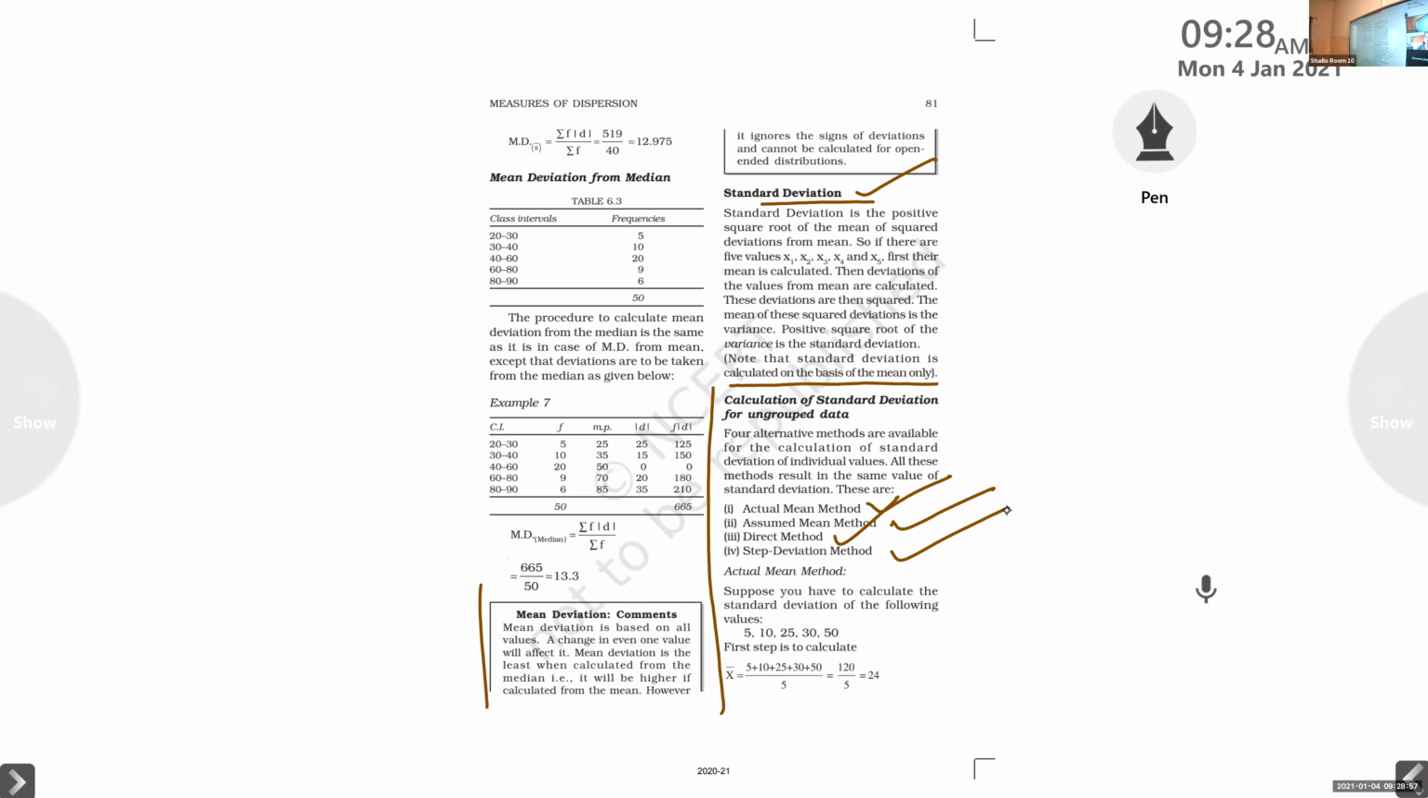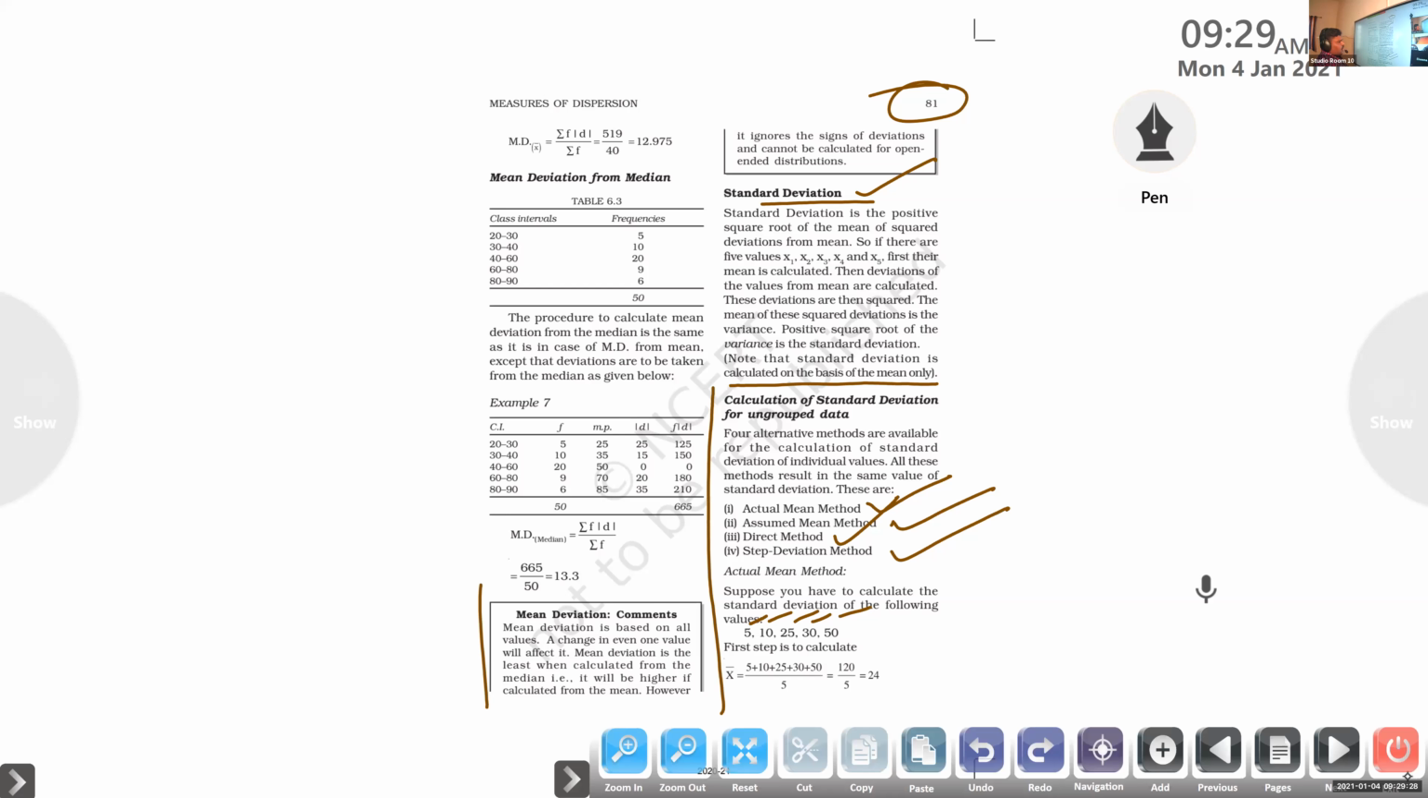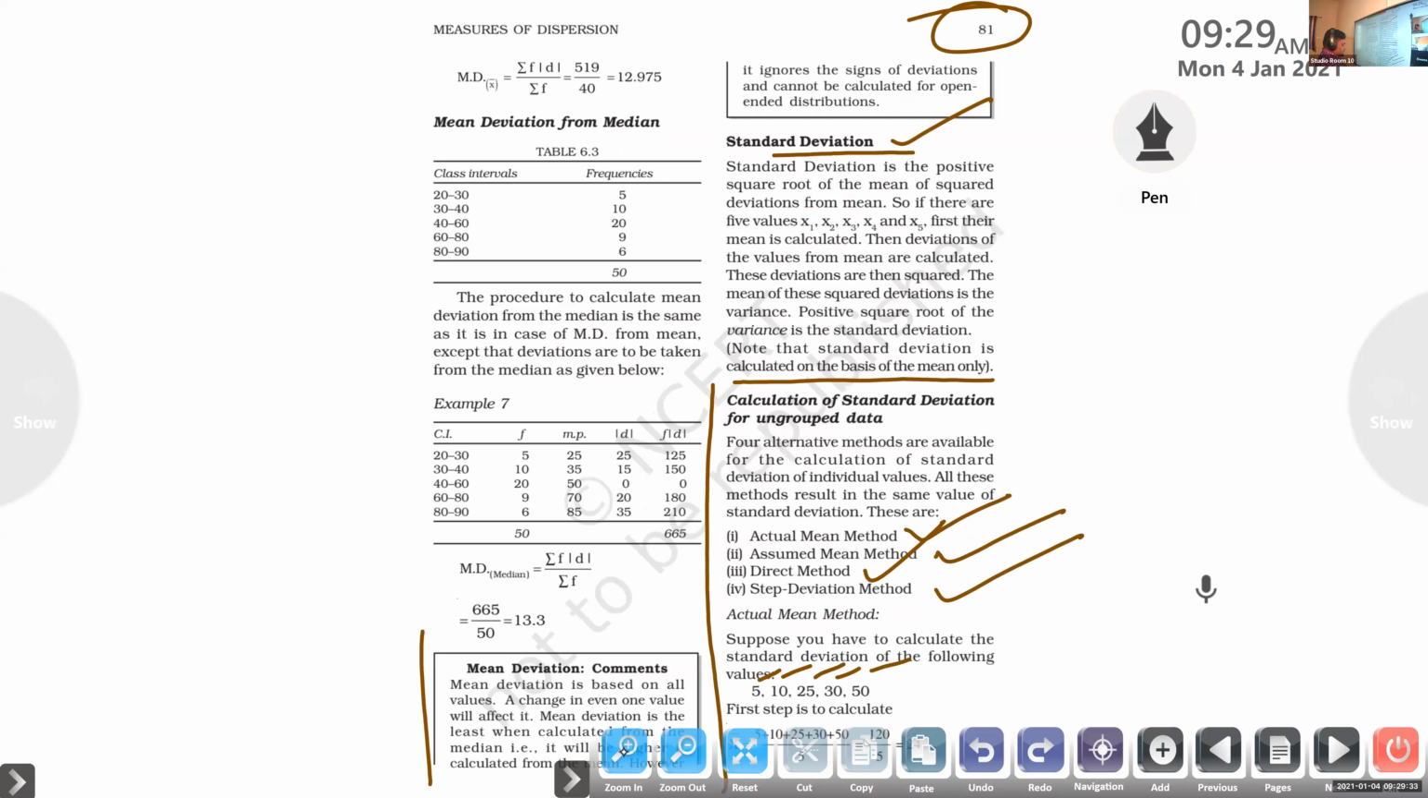Clear? Suppose you have to calculate the standard deviation of the following values. Example from the textbook, page number 81. Everyone, open that. So here you can see the values are 5, 10, 25, 30 and 50. Hope this screen is clear, right? It is needed, so I increased the size.